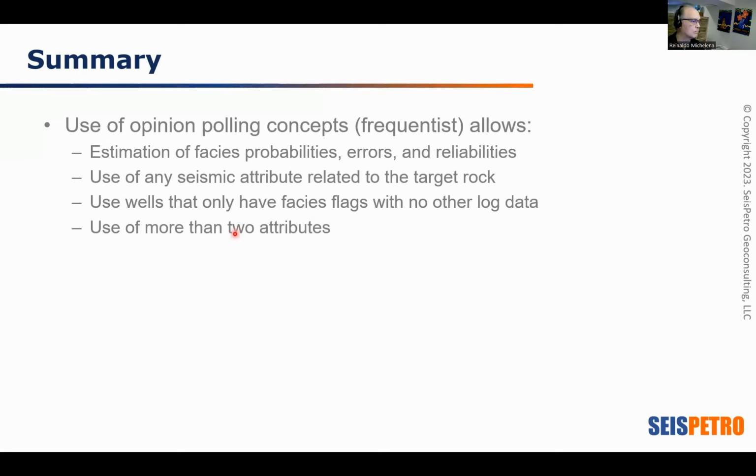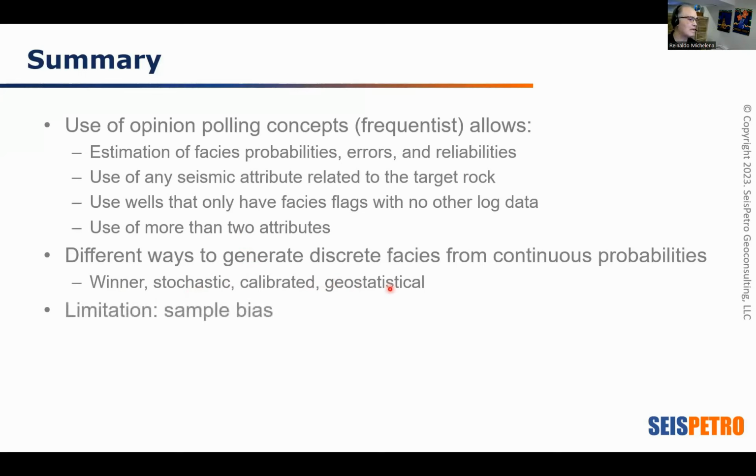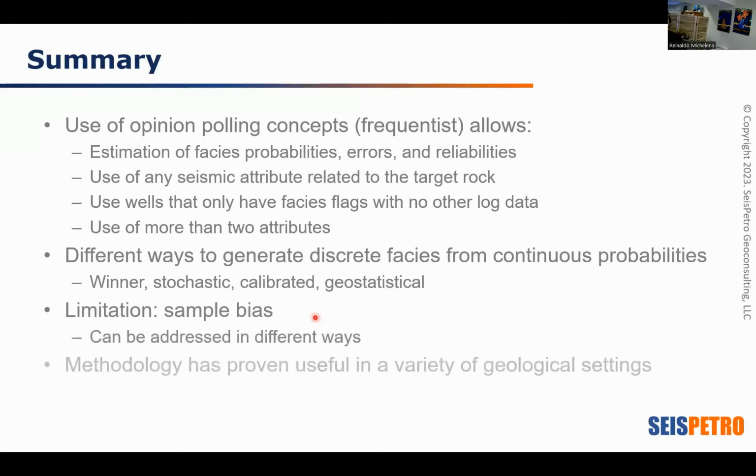We have seen also that there are different ways to get the discrete facies from the continuous probabilities, and those ways are basically the winner, stochastic, calibrated, or geostatistical approaches. The main limitation of the method is sample bias, like in any opinion poll, but that can be addressed in different ways. And what we have seen with a different example is that the methodology has proven useful in a variety of geological settings.